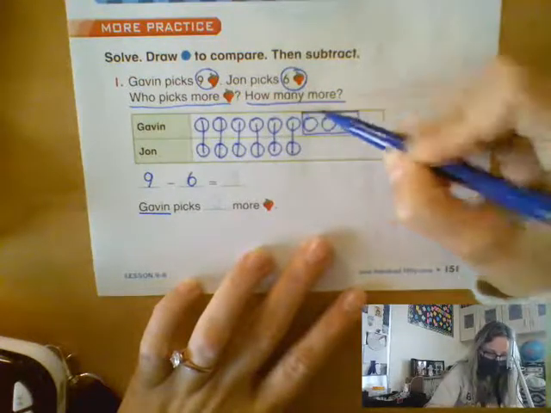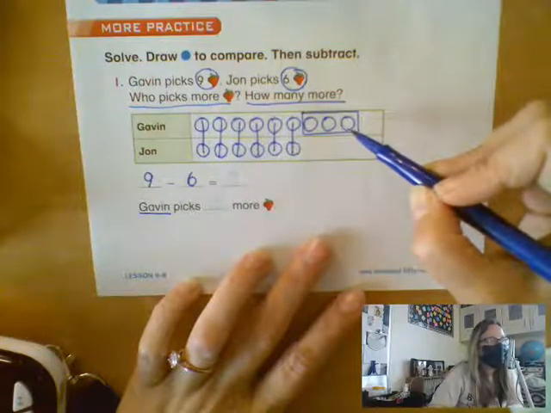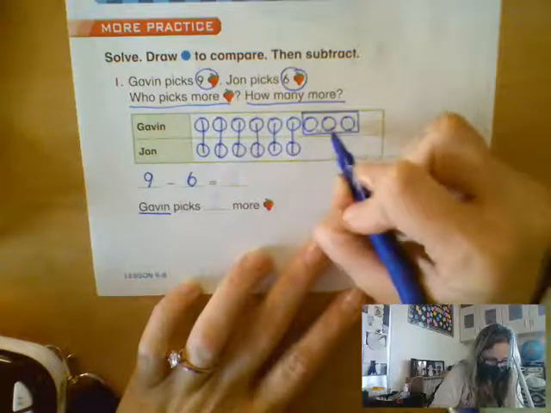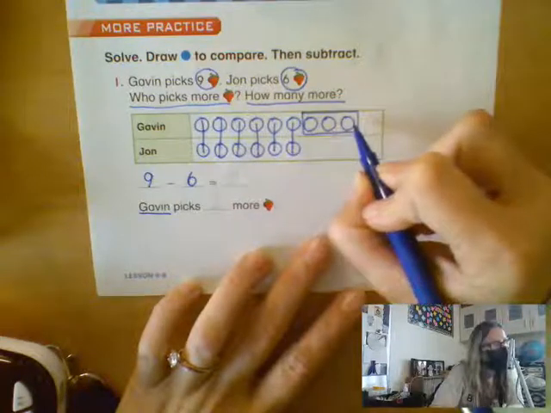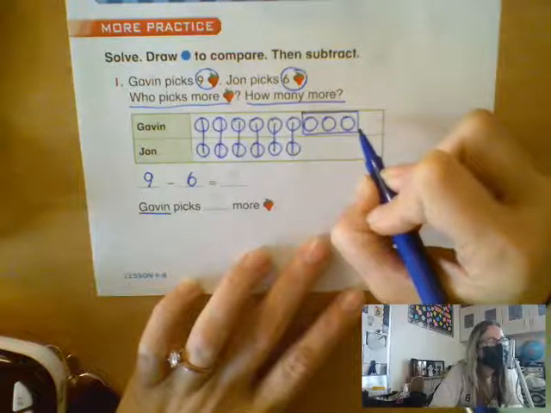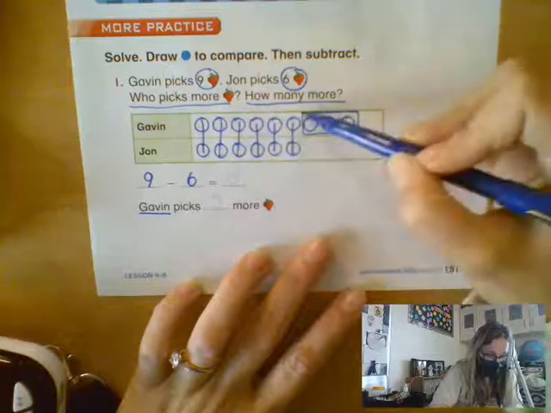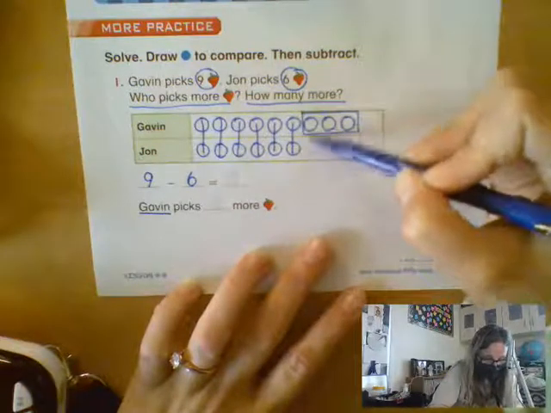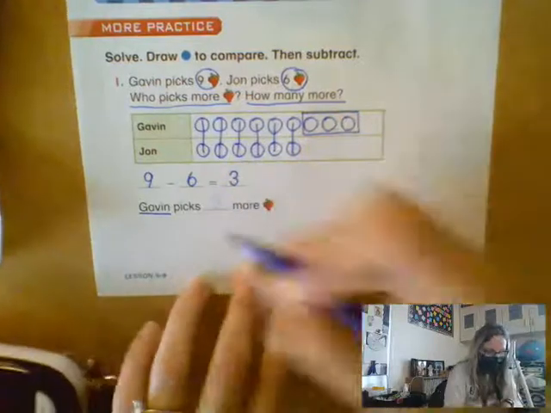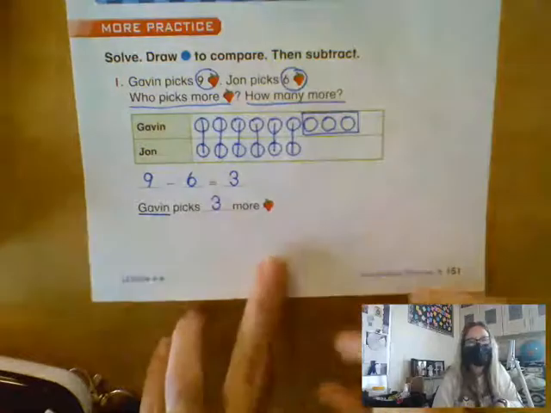Brooklyn, what is our difference? What is our difference, Brooklyn? Brooklyn, the difference right here. Look at, they all have 6, but here's our difference. See how they're different? 3, exactly. So our difference is 3. So Gavin picks 3 more than John.